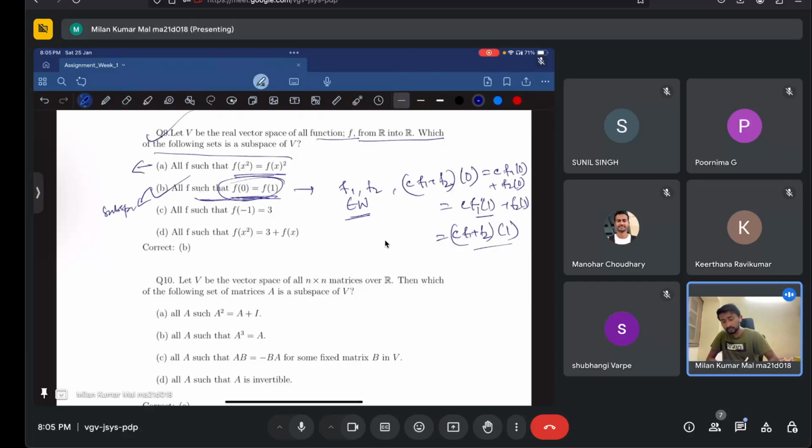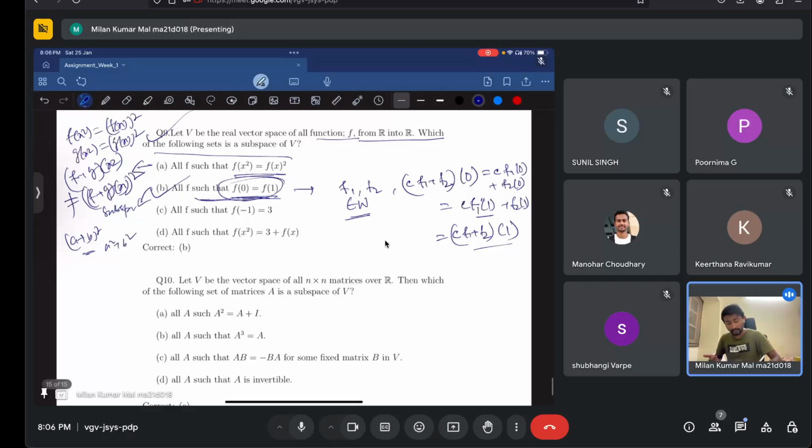Why is this not a subspace? Because if you take the function f of x squared, let's take two functions f and g for which f of x squared is equal to f(x) whole squared and g of x squared is equal to g(x) whole squared. Whether f plus g at x squared is equal to f plus g at x, whole squared, that will hold only when a plus b whole squared is equal to a squared plus b squared, but that is not usual, right? So that's why it is not the case.